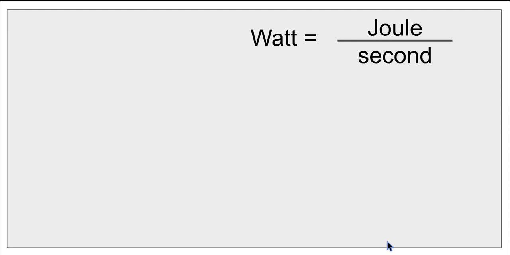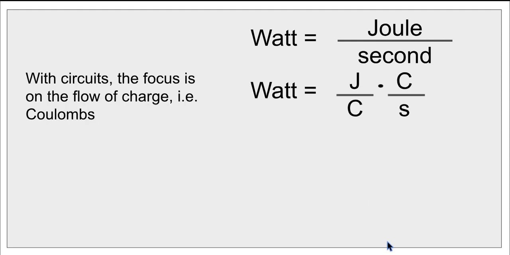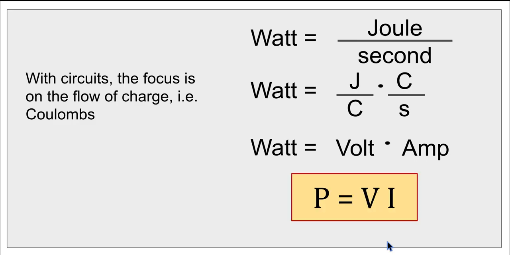So if we take that description, that a watt is a joule per second, I'm going to play around a little bit with the units so that they're talking more about the types of quantities we use in electricity. In circuits, we focus on joules per coulomb, that's what a volt is, and then coulombs per second, that's an amp. And so it turns out that a watt is a volt times an amp. That's another way of defining what a watt is. And that leads us to our formula for power that's more specific to electric circuits. P equals V times I, or power equals the voltage times the current.